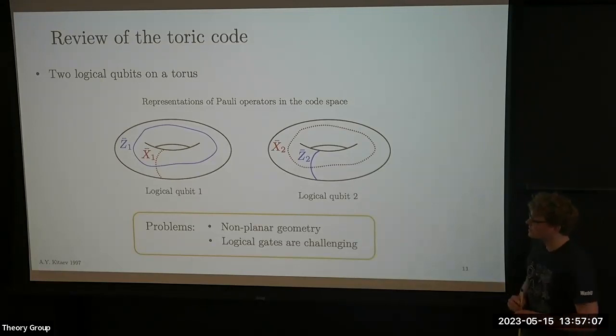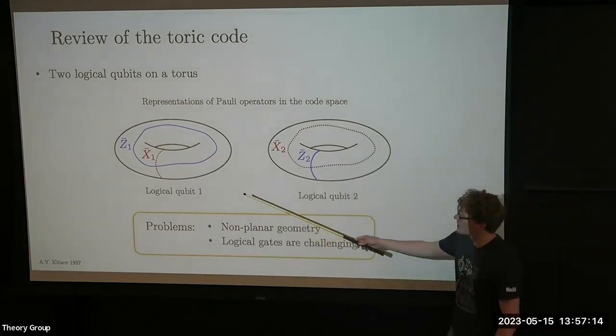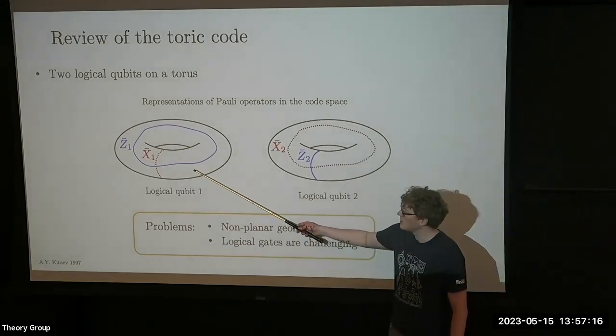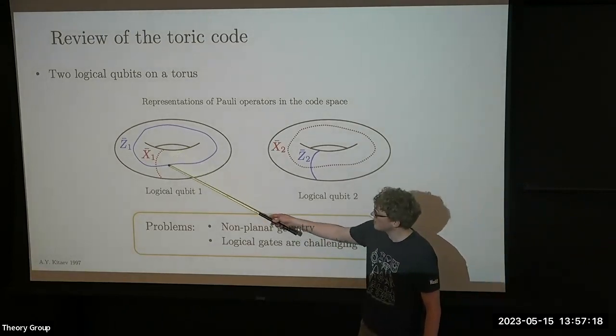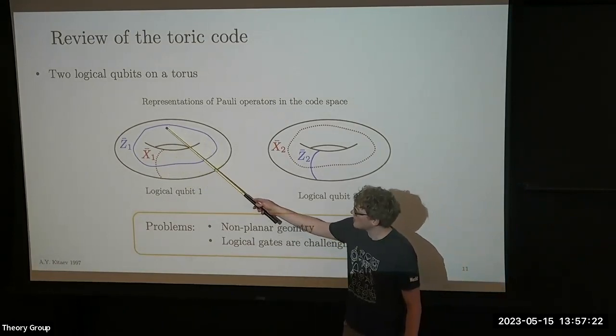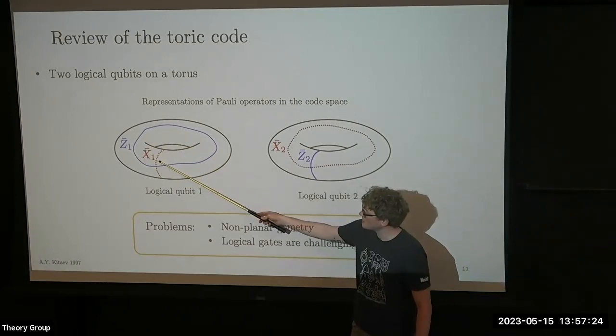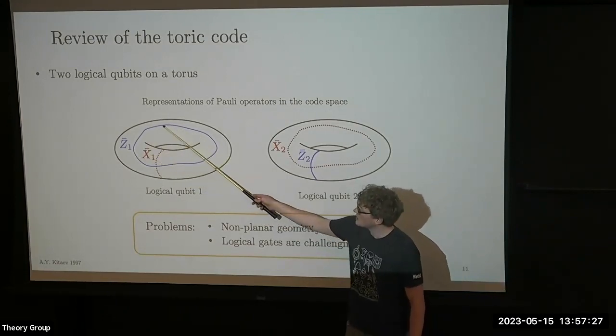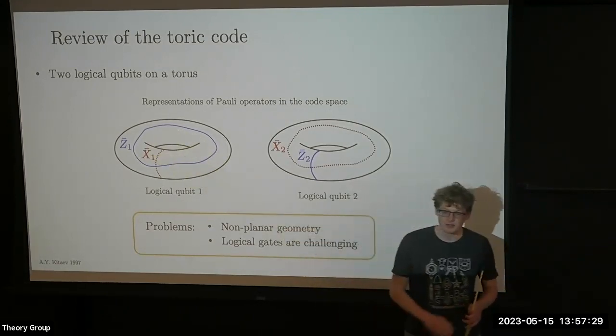Again, the code space of the toric code is four-dimensional. There are two logical qubits. And here's a way of representing the logical operators on those qubits. So for this first logical qubit, there's a non-contractible loop of M string. That represents the Pauli X operator in the code subspace. There's a non-contractible loop of E string that represents the Pauli Z.